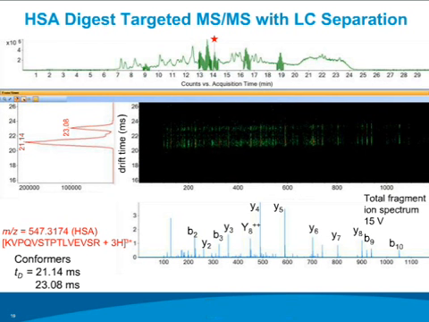So without mobility, you would not have known that there was a possibility of 2 different conformers present in the chromatogram for this peptide.